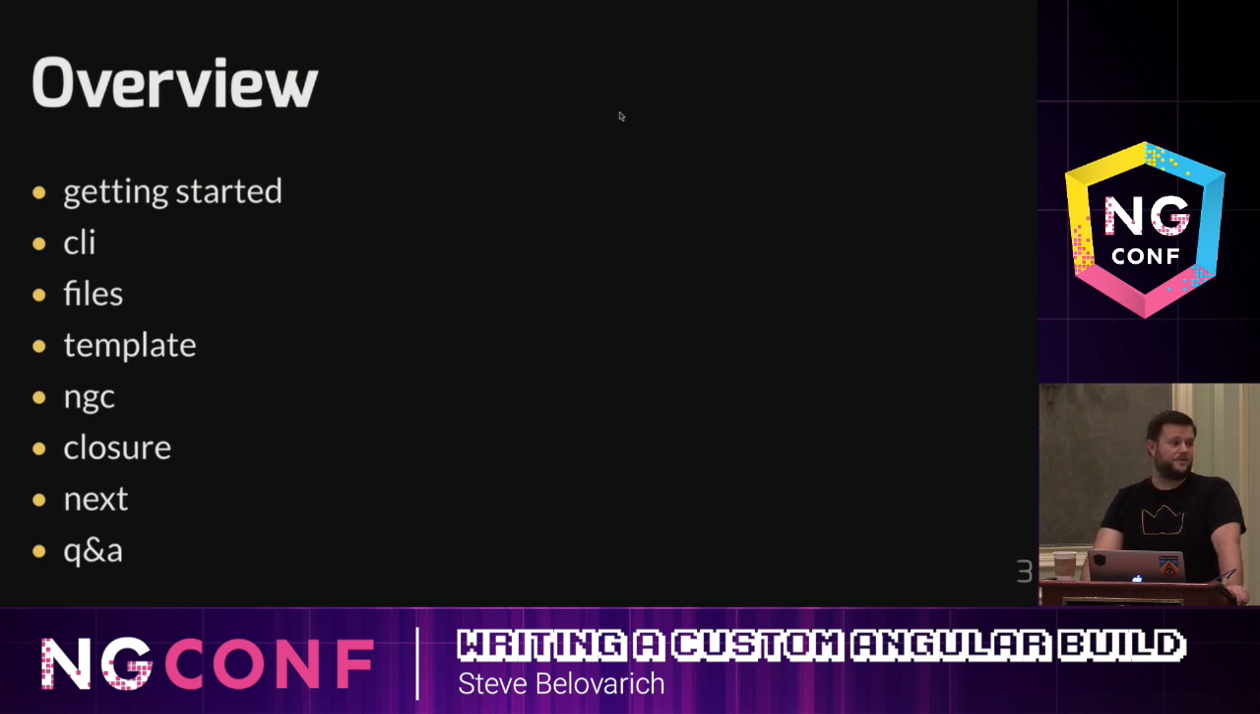Then we're going to learn how to optimize our code with Closure Compiler. And then I'll go back into a brief talk about next steps you could take with a build script like this, or writing your own build script, and we'll end with a brief Q&A.